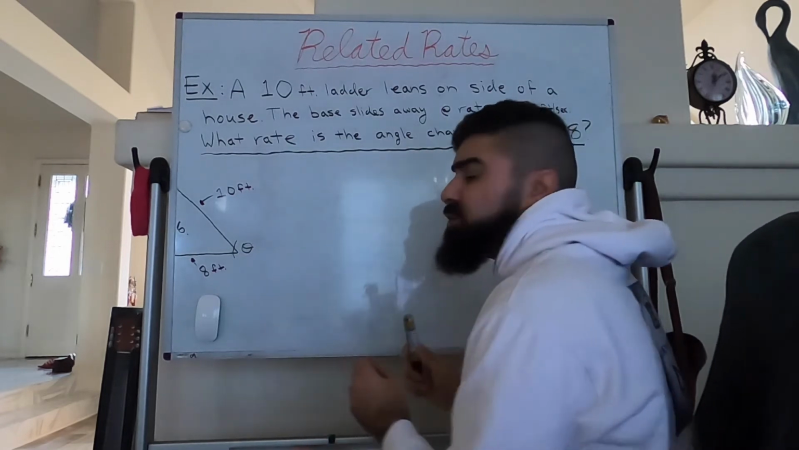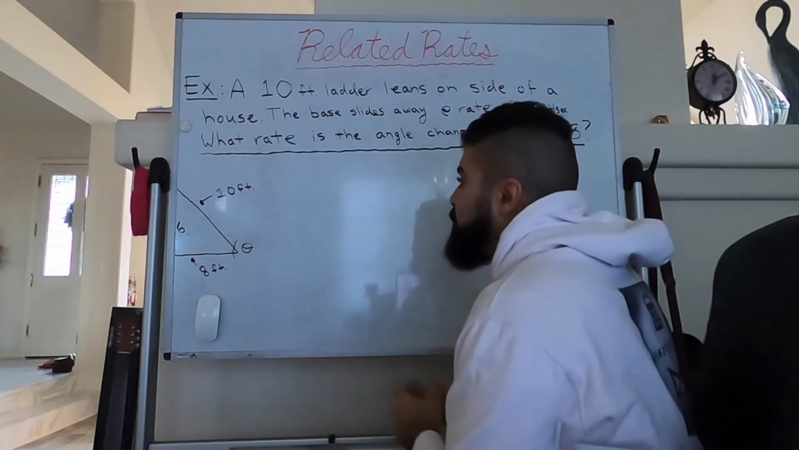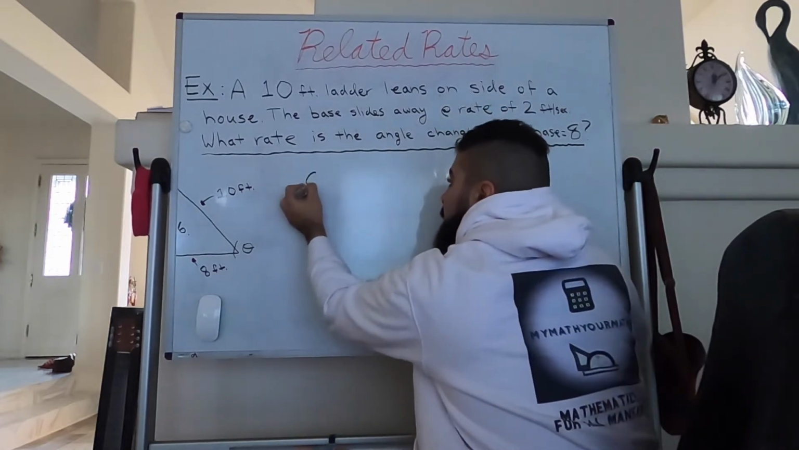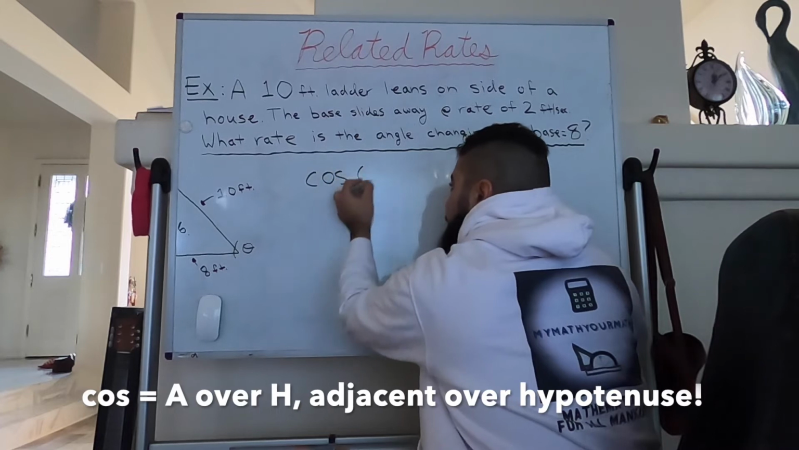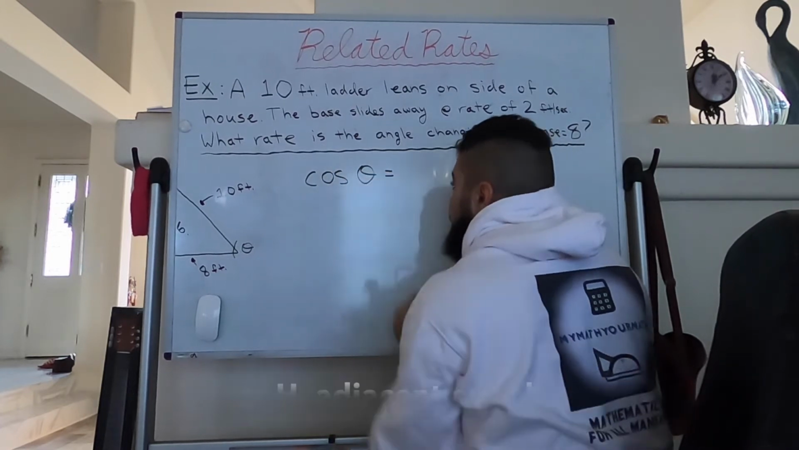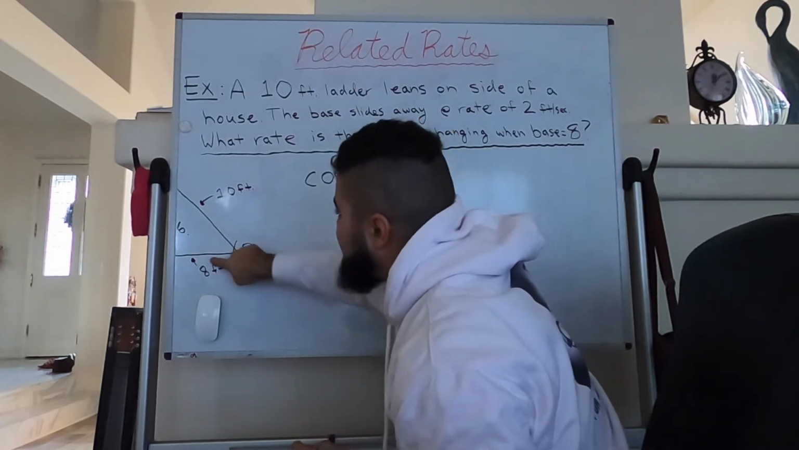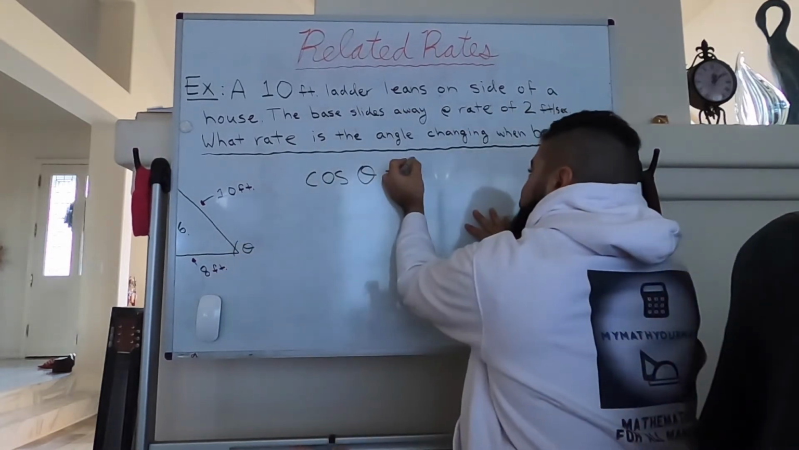So we're going to use a little bit of SOHCAHTOA. Cosine of theta is equal to A over H. So the A is going to be my x side over H, which is 10.